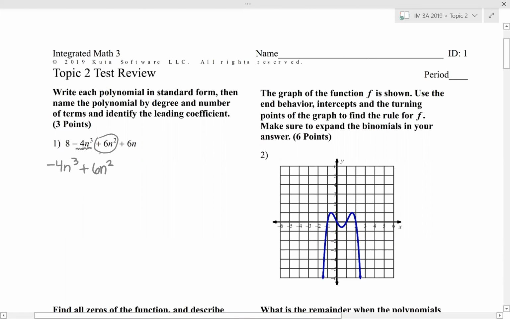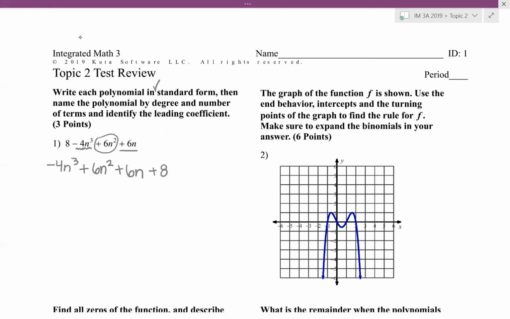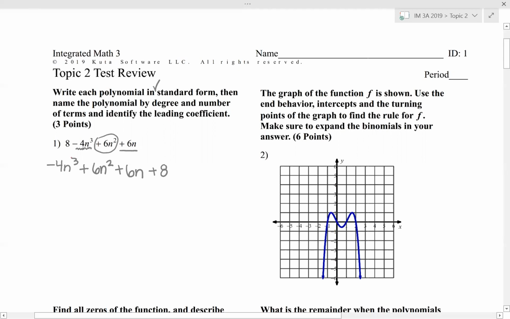Then the next term should be linear, so plus 6n. And finally, we have a constant of positive 8, so we're going to write plus 8. So that's our standard form of the polynomial. Then they want us to name it by degree and number of terms. So since the degree is 3, that means that it's cubic.